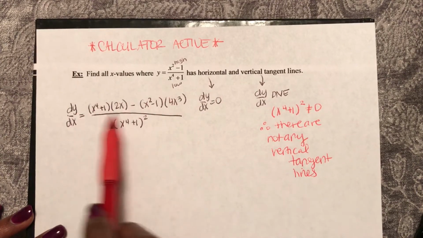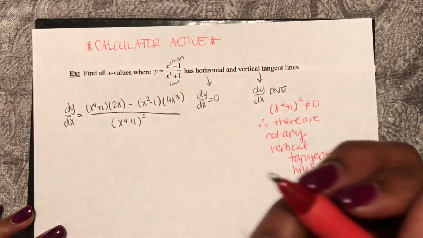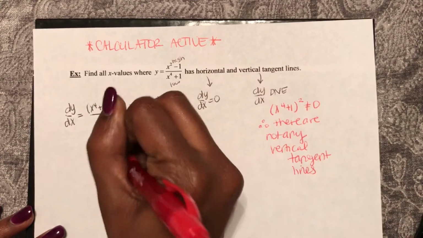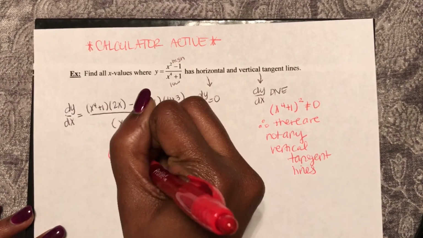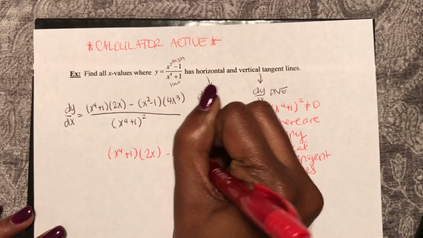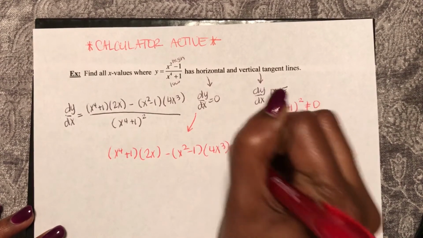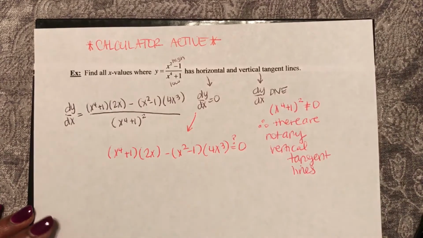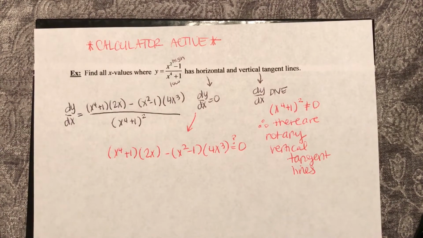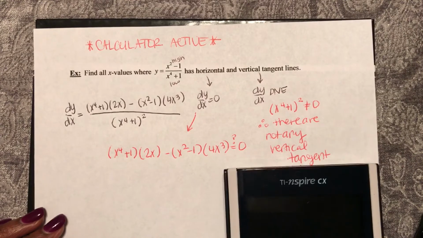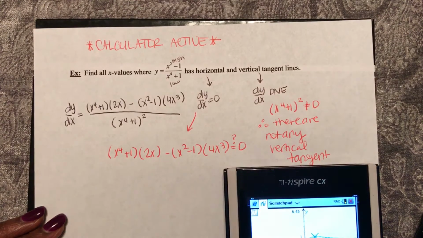Otherwise, I would basically find the vertical asymptotes of this rational expression. So now, when does this equal 0? For the horizontal, we're looking at when does (x plus 1) times 2x minus (x squared minus 1) times 4x cubed equal 0. When does that happen? I need to check using my calculator to see when this is true. I could FOIL and factor and try to solve it algebraically, but I want to save some time.